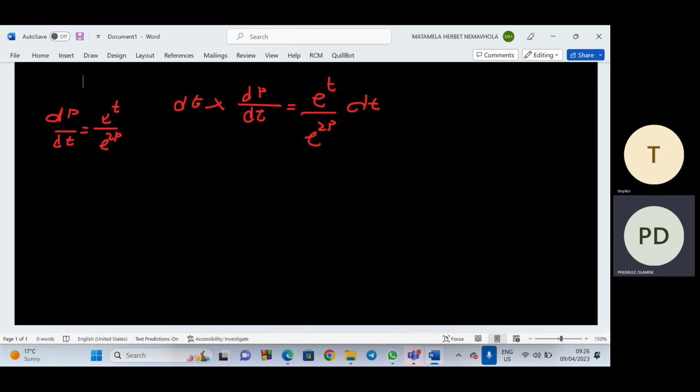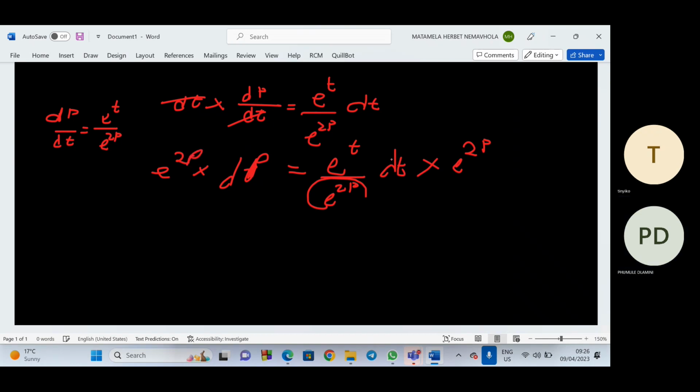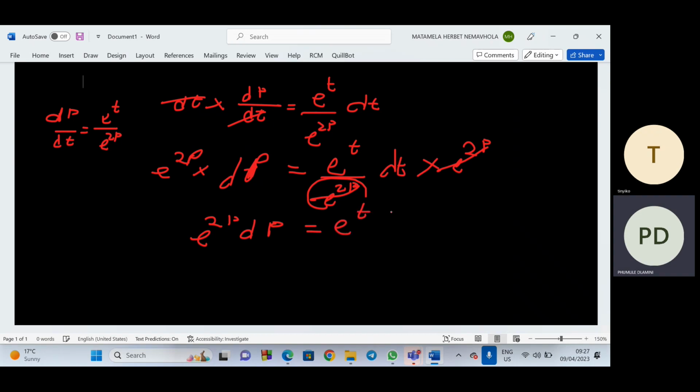When we want to get a general formula, this will cancel with this. Then you are left with dp, which equals e to the power t over e to the power 2p dt. Now we have to eliminate this one on this side so that it can come to this side. We will multiply both sides by e to the power 2p. Then this will cancel with this. Then our equation will be e to the power 2p dp, which equals e to the power t dt.